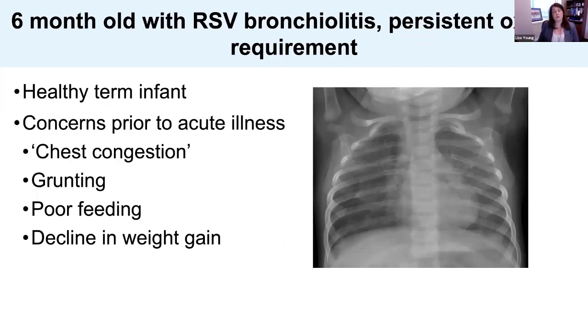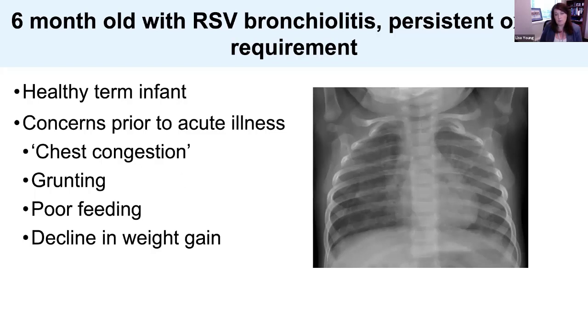This is a case I'll share that I think is helpful in how to think about picking out kids with ILD from among the more common things. This is a 6-month-old who presented with RSV bronchiolitis, but just couldn't wean off oxygen. Had been a healthy term infant, but in digging into the history, there had been some low-level concerns prior to the acute illness: always chest congestion, a little bit of grunting that the family thought was just fussiness, but didn't feed well.